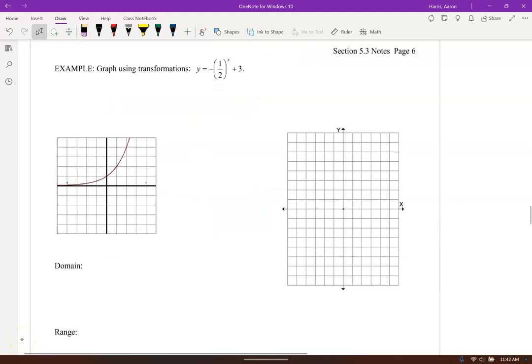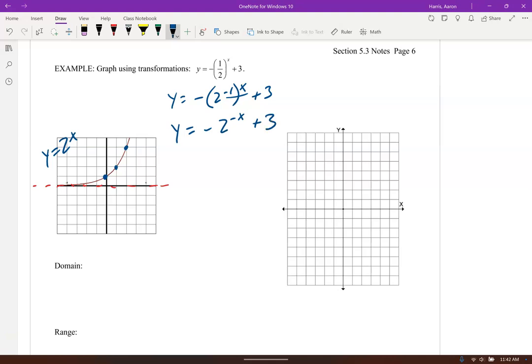All right, so I'm going to do this with the parent function being 2 to the x first, which has the point 0, 1, it has the point 1, 2, and so on, 2, 4. So how is the parent function 2 to the x? Well, you've got to rewrite this as 2 to the negative 1, that's 1 over 2 to the x plus 3. In order to see that, multiply negative x. And now you want to think about it.